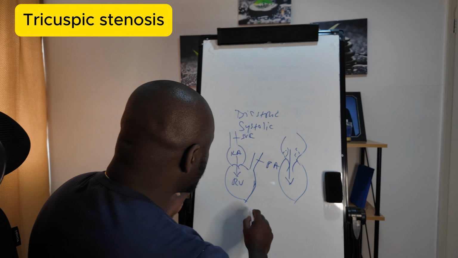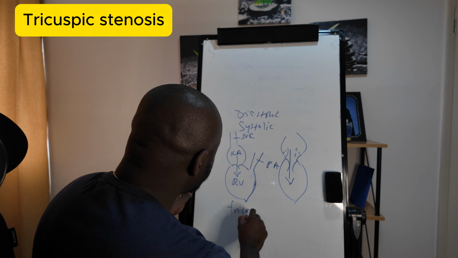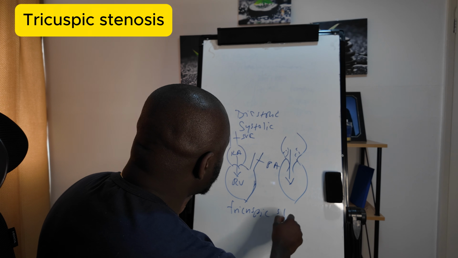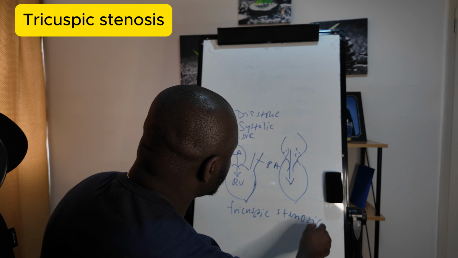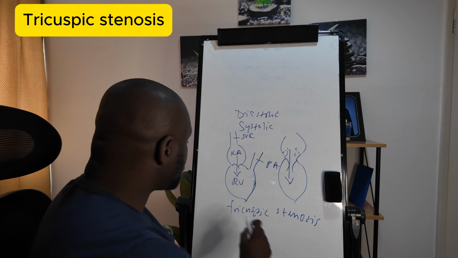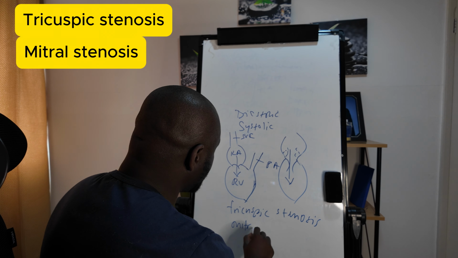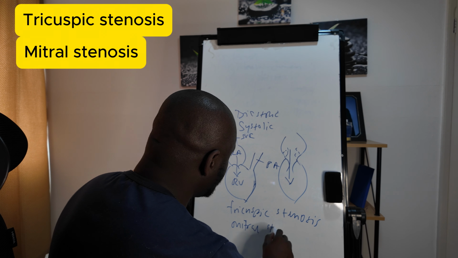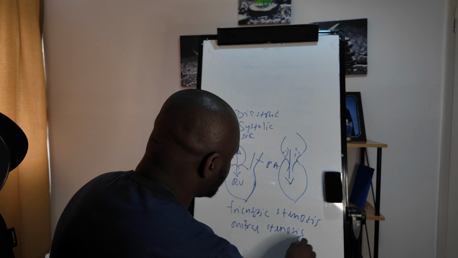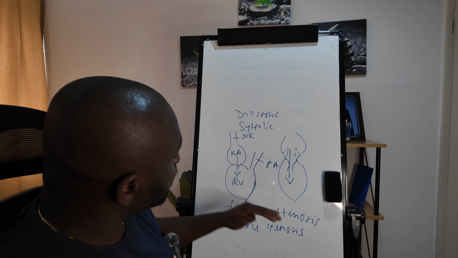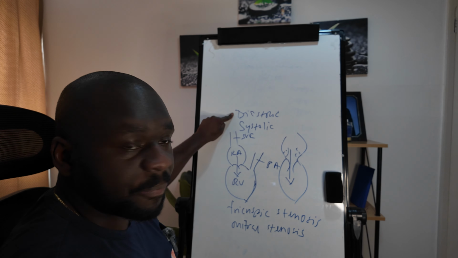So a tricuspid stenosis, as well as a mitral stenosis if it's happening on the left part of the heart, will cause a diastolic murmur.